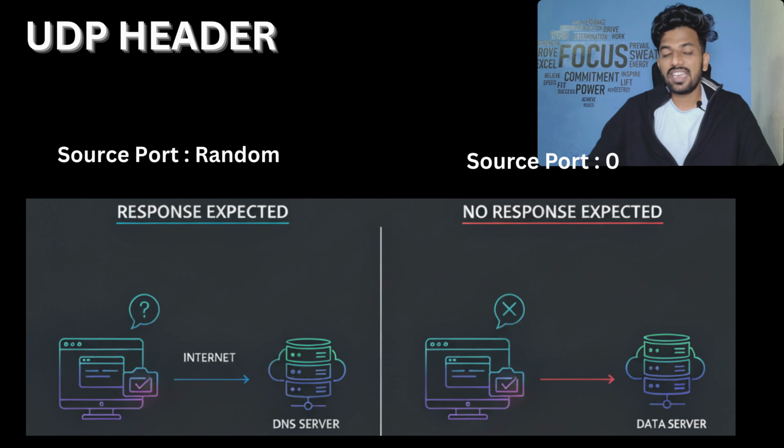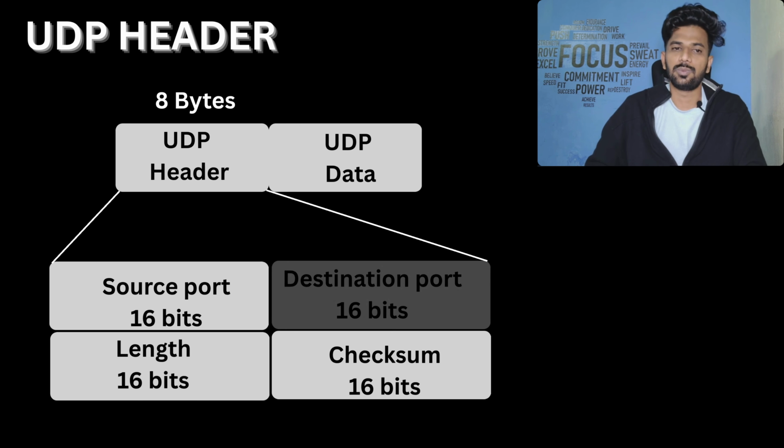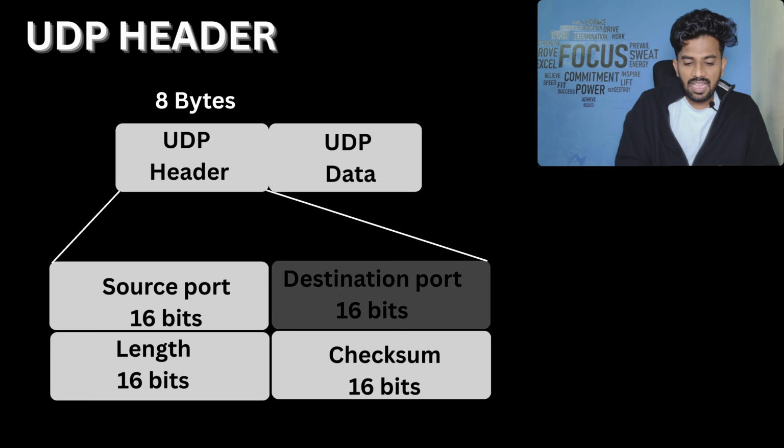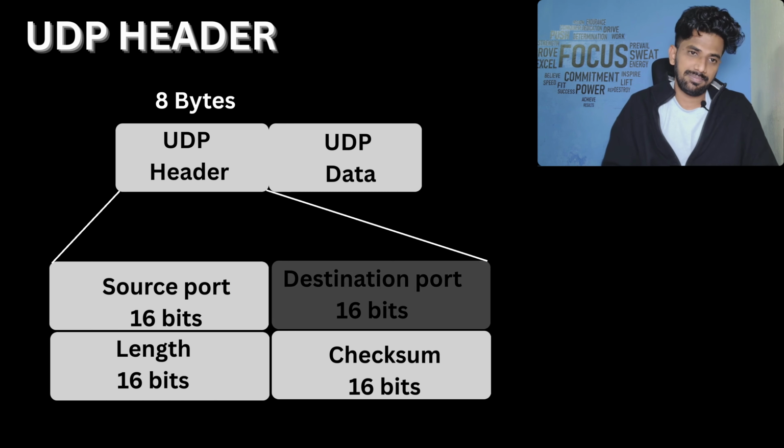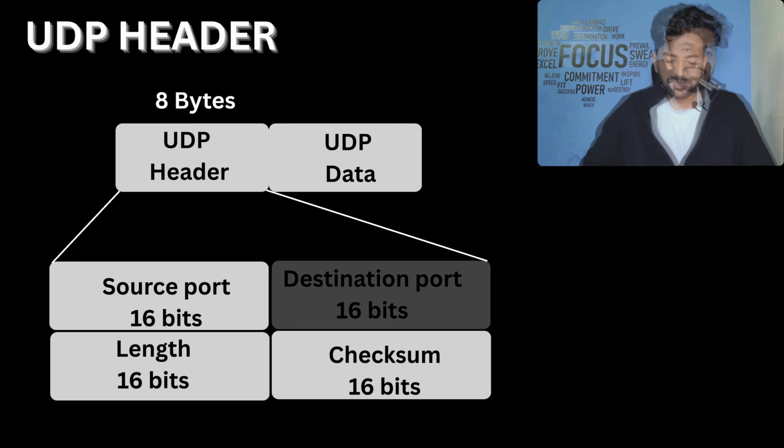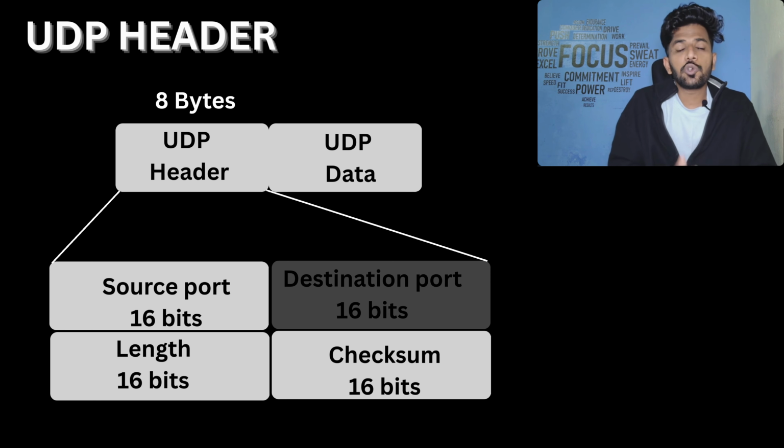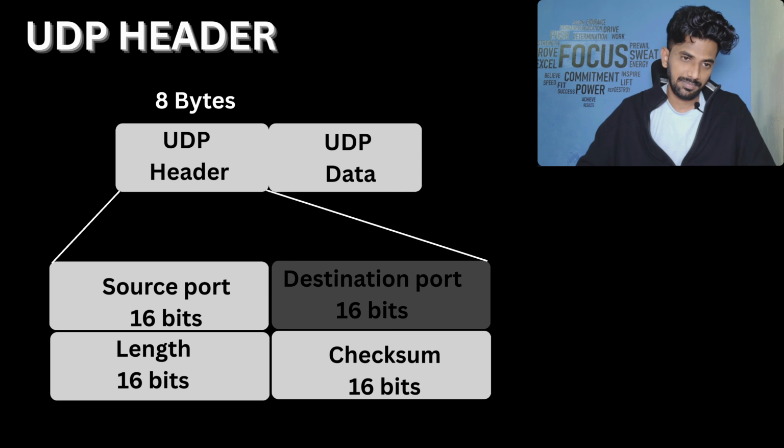The next one is the destination port. What does it do? This port identifies the receiving application. In simple terms, it tells the receiving system which process or service should handle the incoming data. Let's take an example and try to understand it.